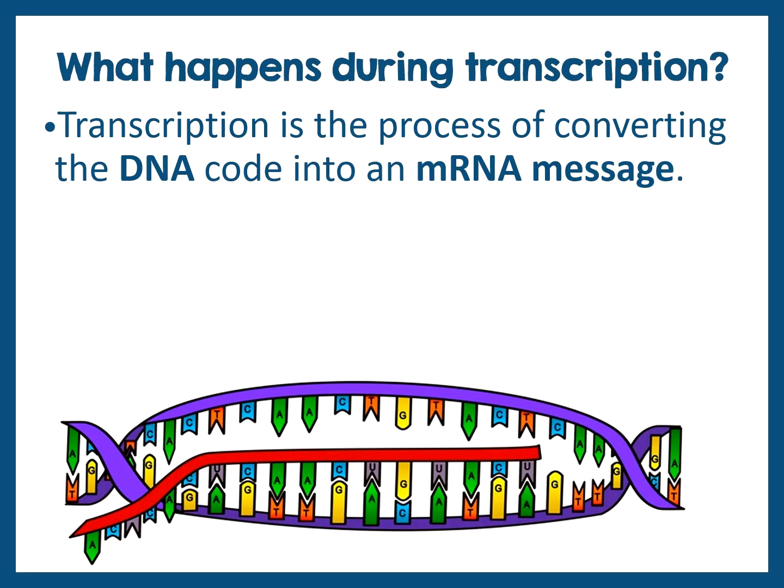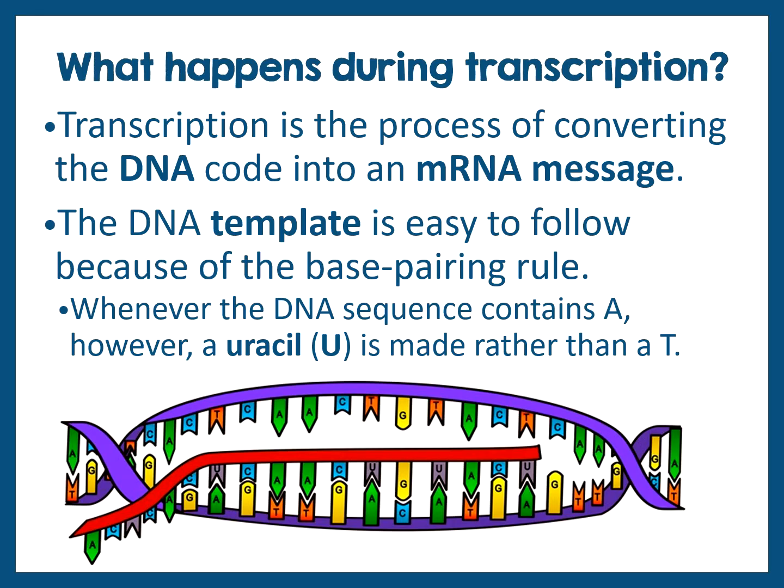Transcription occurs in the nucleus where DNA is located. And this is the process of converting the DNA code into an mRNA message. The DNA template's really easy to follow because we have those base pairing rules, right? A with T, C with G. However, with RNA, we have a substitute player. Instead of thymine, we're going to use a uracil instead.